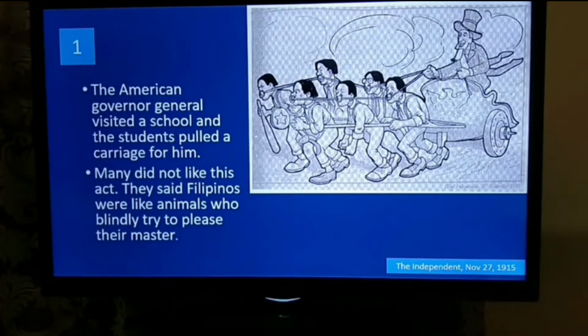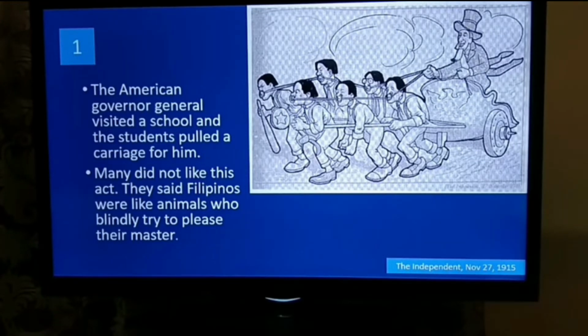Now many people did not like this act. It's an over-hospitality action, and they felt that we Filipinos were like blind animals who would blindly please their master. So the newspaper picked up that story and drew a caricature for that, criticizing us, the Filipino people, for being overly hospitable, to the point that we are like slaves to our American master. So that's how caricatures work. They make the readers think and hopefully change for the better.